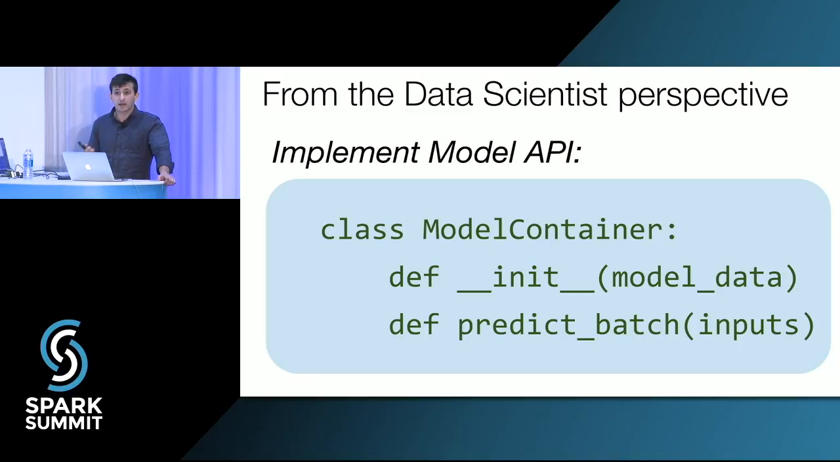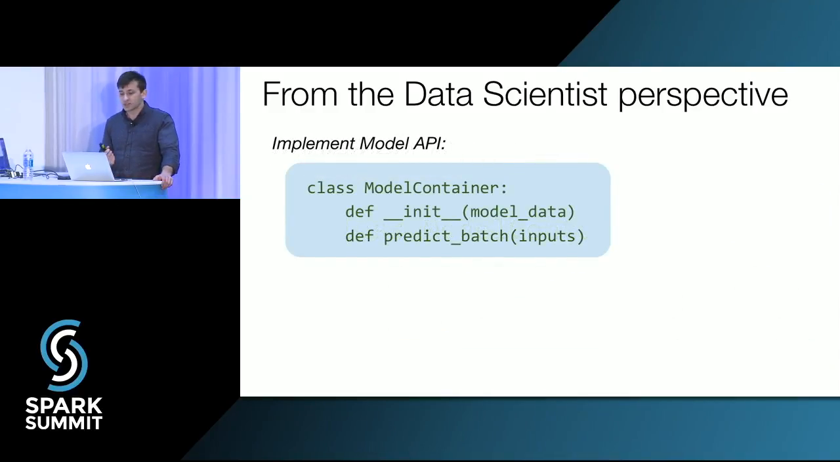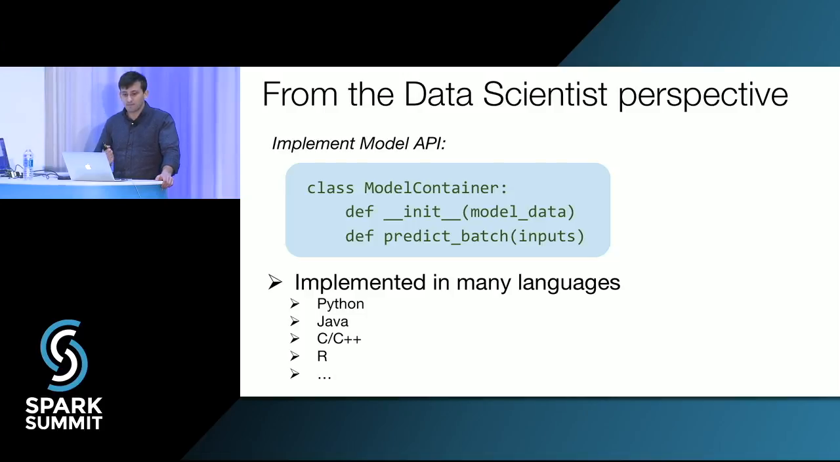And then you say how to make a prediction. Any data scientist who's training a model knows how to make predictions because they're constantly doing that as part of the training and development process. And that's all they have to do. They implement this model container API. And because it's such a simple API, we can implement it in many languages. So if you're using a framework written in Python, implement it in Python. If you're using something written in Java, implement it in Java, and so on.